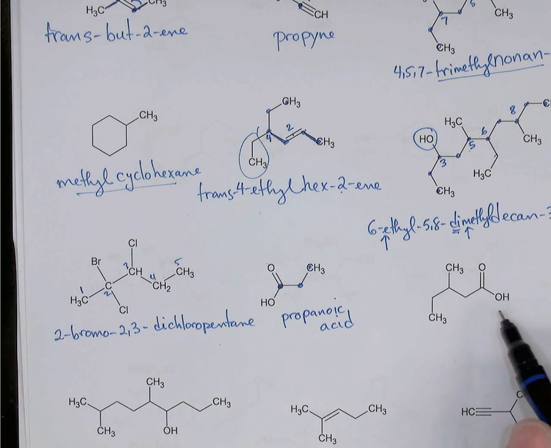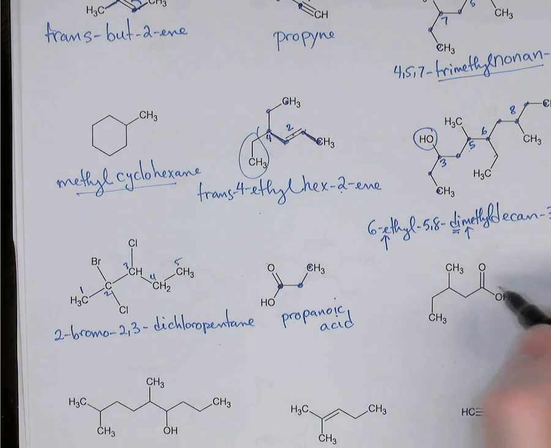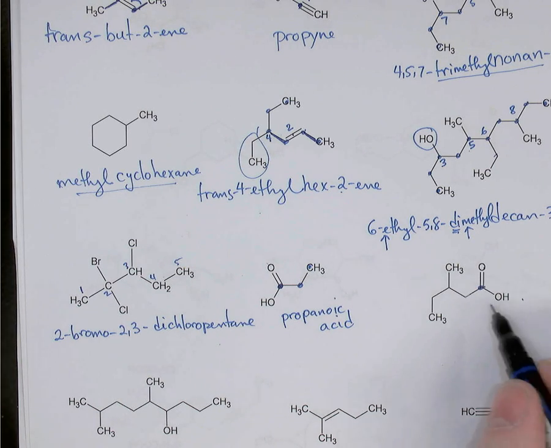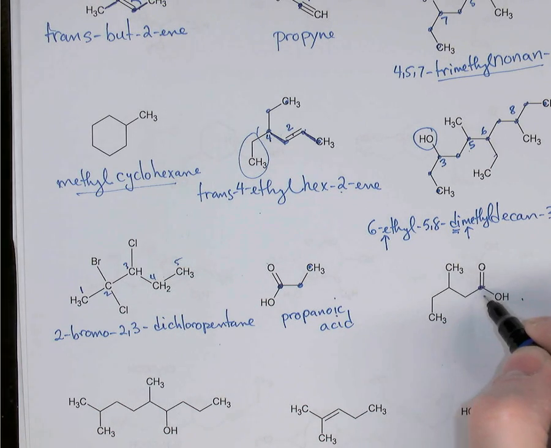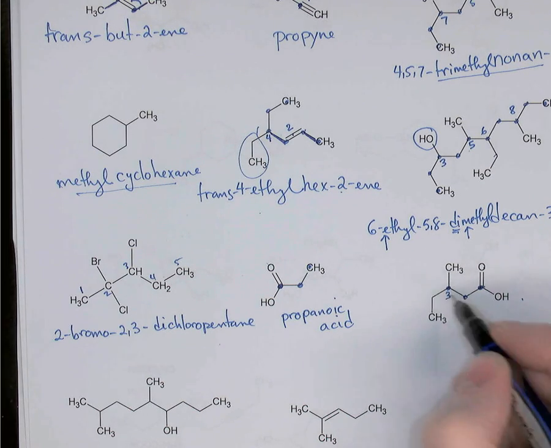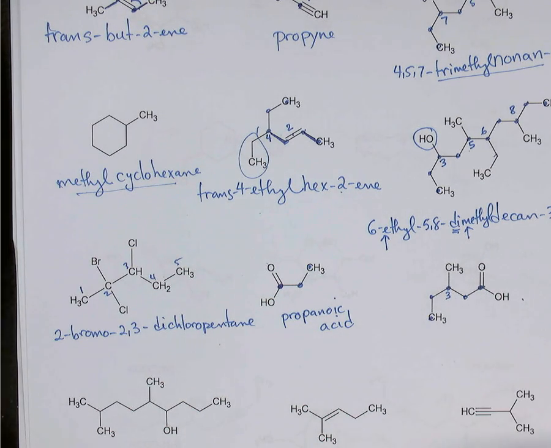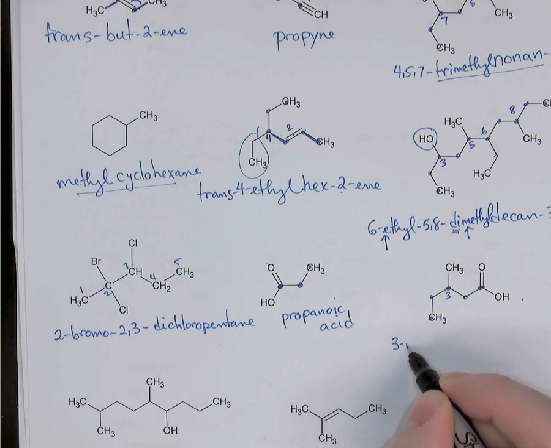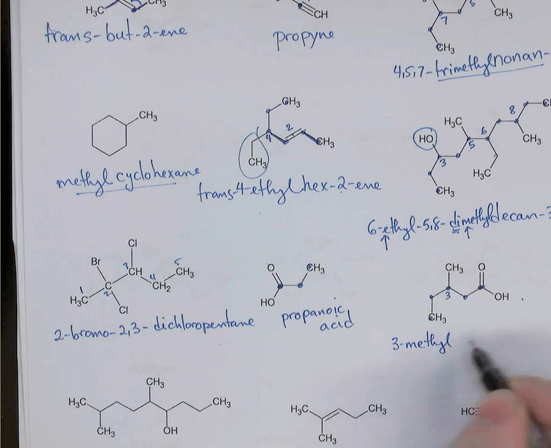The next molecule is also a carboxylic acid. It's got this carboxyl group on the right-hand side this time, C double bond O, OH, but it's got a branch as well. So let's number the parent chain. 1, 2, 3, that's carbon 3, 4, 5. So pentane would become pentanoic acid, but it's got a methyl branch on carbon 3. So 3-methylpentanoic acid.